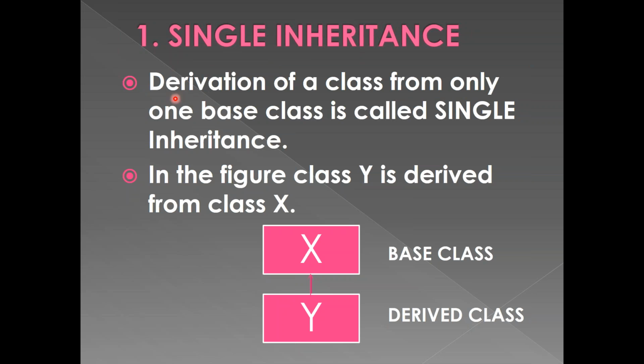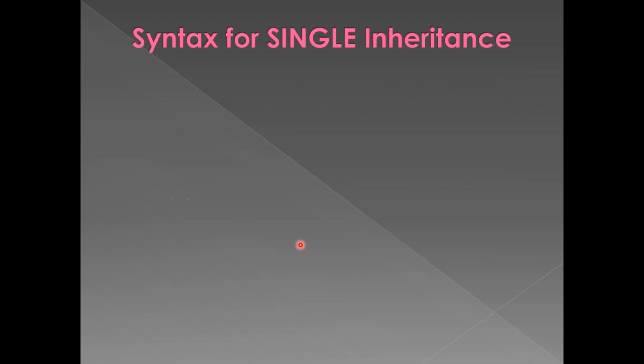Single inheritance is nothing but derivation of a class from only one base class. In the figure, Y is derived from a class X. This class X is called a base class, a super class, or a parent class. Y is called a derived class, a subclass, or a child class. Y is going to derive everything from the parent class X.